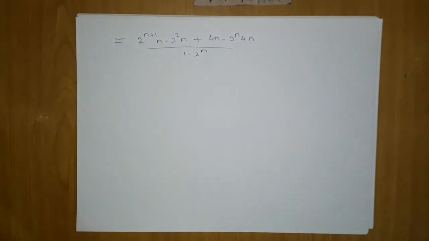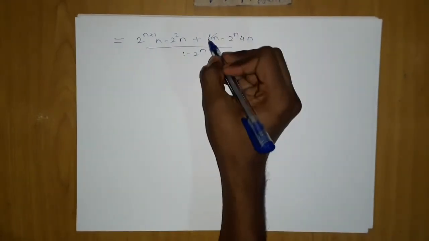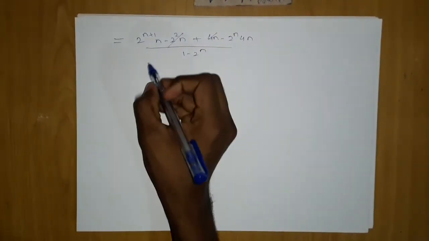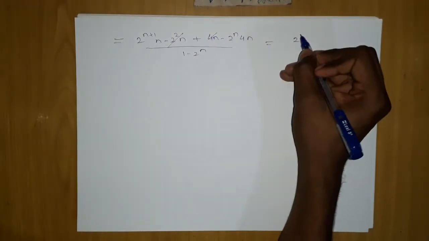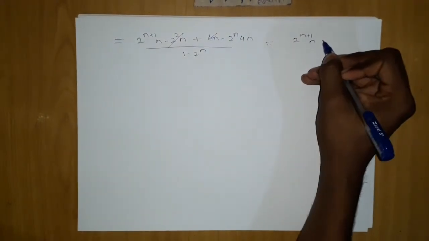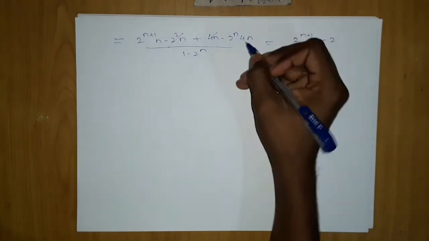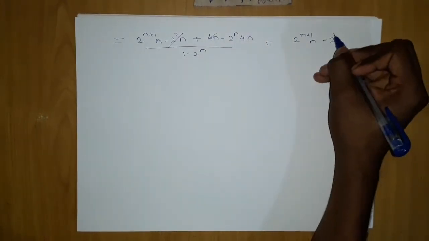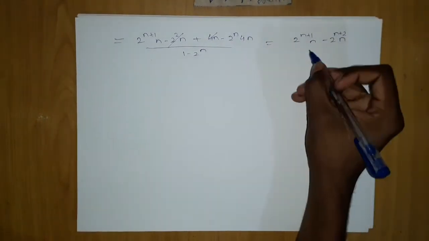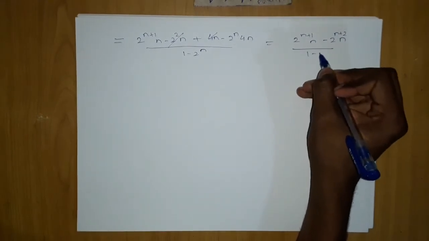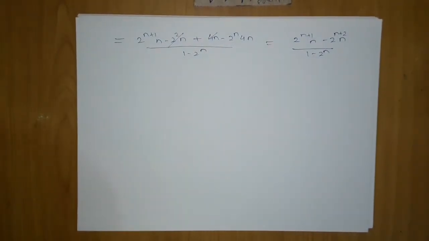to the power n. Now this is nothing but 4n, so this and this will cancel out, what I will be left with is 2n plus 1 into n, minus 2, this can be written as 2 to the power 2, which will give me 2n plus 2 into n, upon 1 minus 2 to the power n.